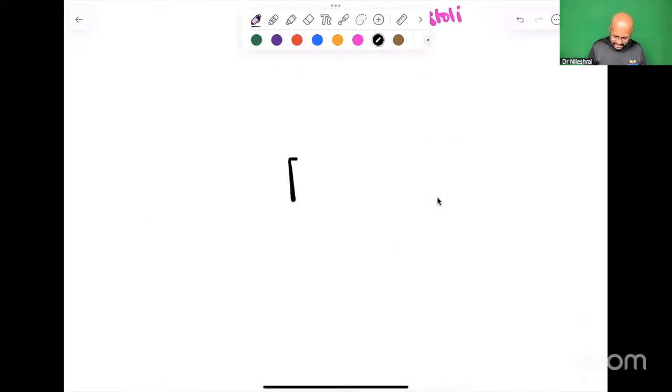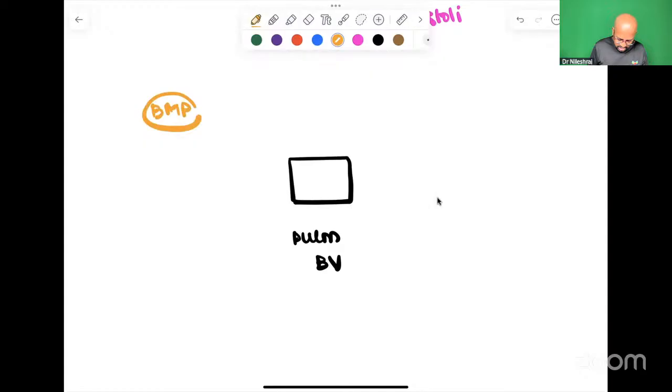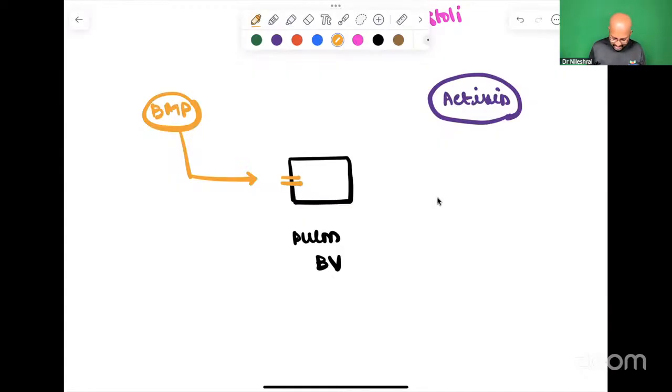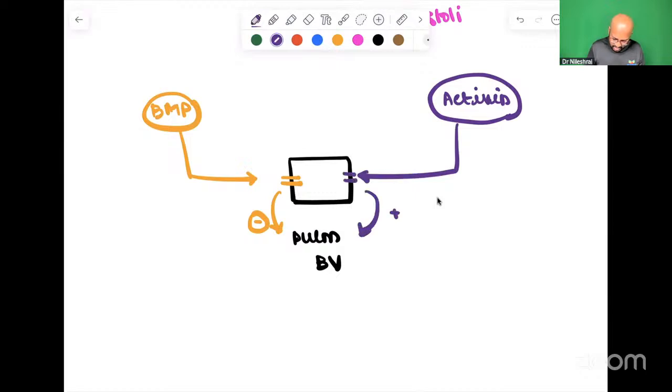See, consider here is where your pulmonary blood vessels are. Pulmonary blood vessels are going to be acted upon by two different concepts. One is BMP protein, the other one is activin protein. Whenever BMP binds with the BMP receptor, that will prevent the proliferation of pulmonary blood vessels. Whereas on the other hand, if activin binds with its receptor, that will stimulate pulmonary blood vessel proliferation.